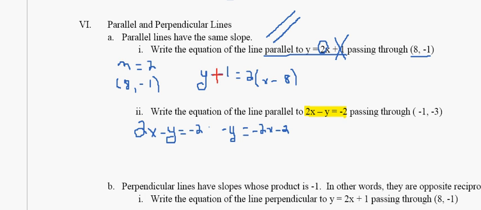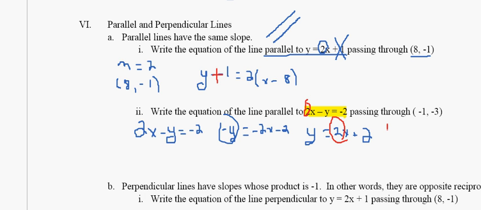Okay, so the first thing I'm going to do is subtract the 2x from both sides. So I would have -y equals -2x minus 2. I'm not quite in slope-intercept form yet. I've got to get rid of this negative. So I divide everything by -1 or multiply it by -1. So I get y equals 2x plus 2.